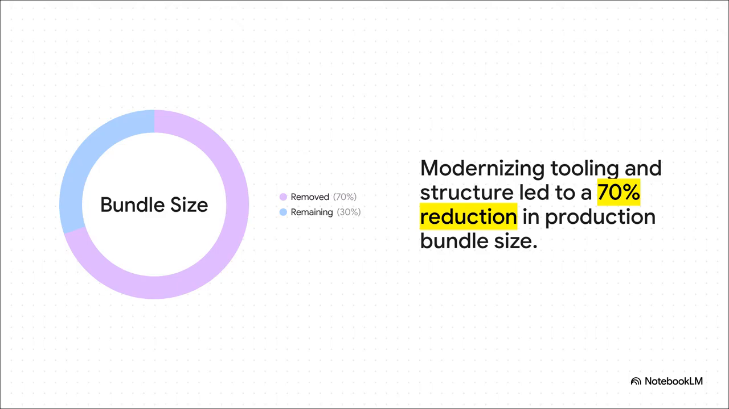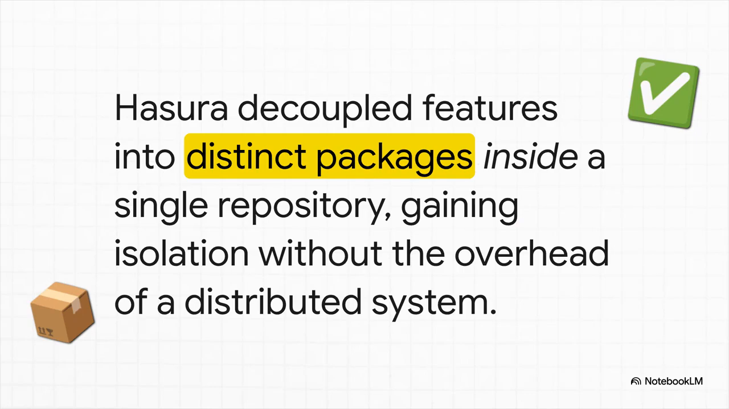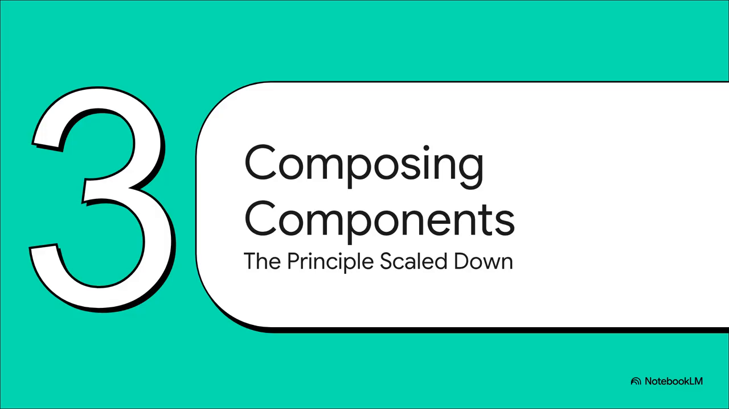This just goes to show that a well-structured monolith can be incredibly performant. So how did they pull it off? Simple. They did the hard work first. They untangled their dependencies and organized all that code into distinct packages inside a single repository. They basically achieved the goal of micro front-ends, that domain isolation, without having to pay the heavy price of a distributed system.